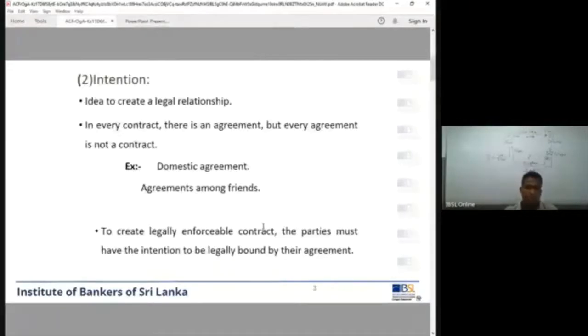So from this slide, do you have any questions before I go to the next one? Intention of the parties, are you clear, everyone? Okay, then I'll go to the next one.